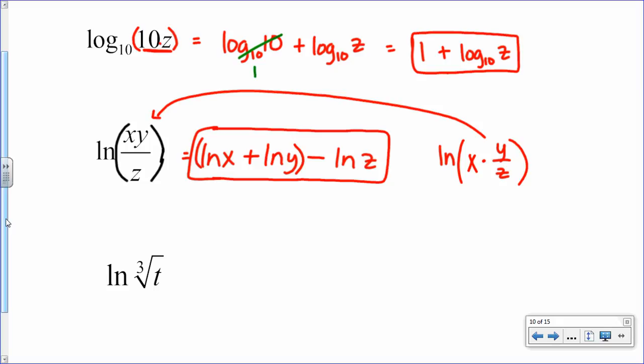So even if you wrote that multiplication and then just the y over z, that's still the same thing as that. Good question.